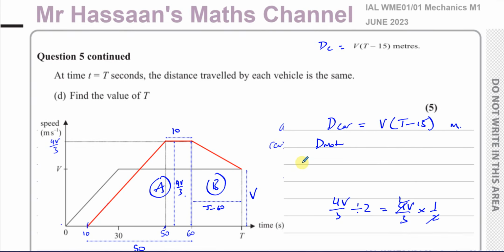And that concludes this whole of this question number 5 from the June 2023 Mechanics M1 paper. Other questions from this particular paper can be found in the playlist that will appear in this region over here. Other questions to do with speed time graphs can be found in the playlist over here.